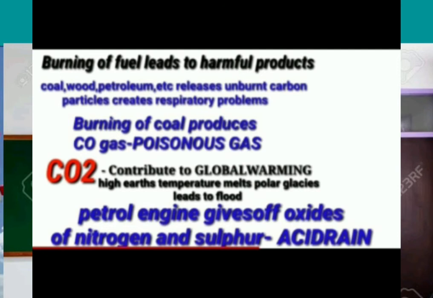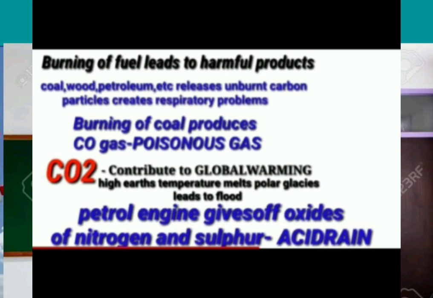The next, combustion of most fuels releases carbon dioxide into the environment. Increased concentration of carbon dioxide in the air is believed to cause global warming. The CO2 release leads to global warming. And the petrol engine gives off oxides of nitrogen and sulfur. It leads to acid rain.